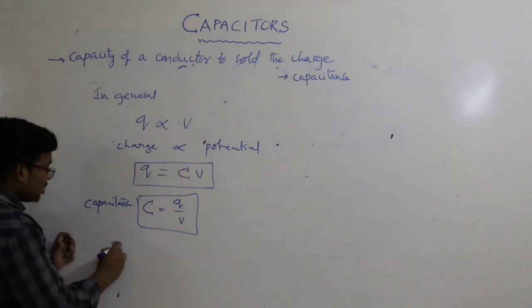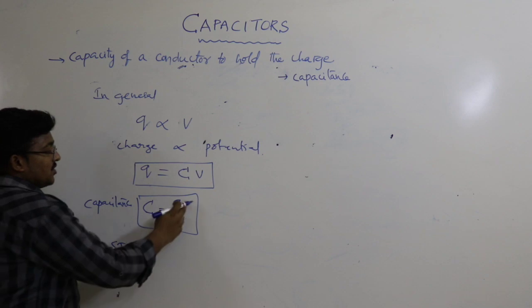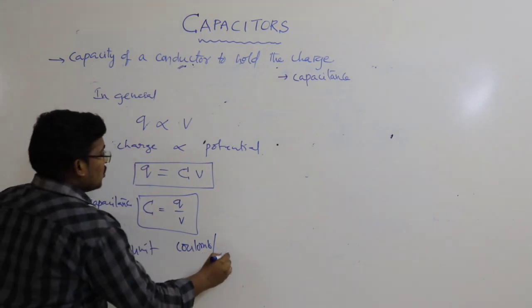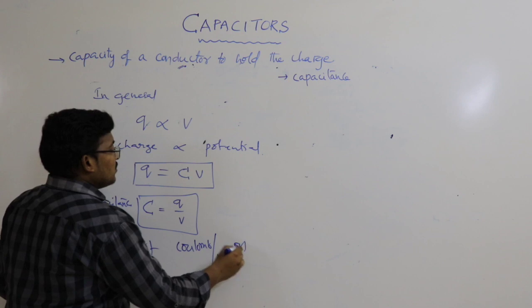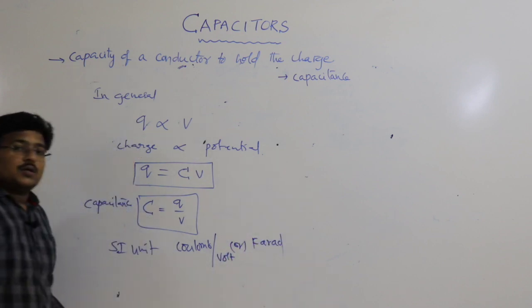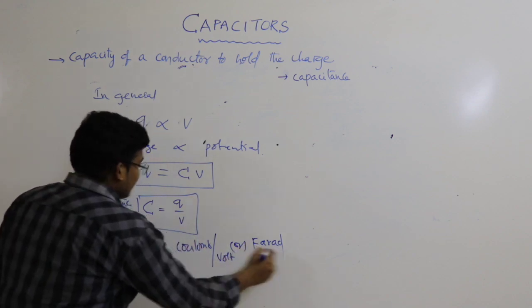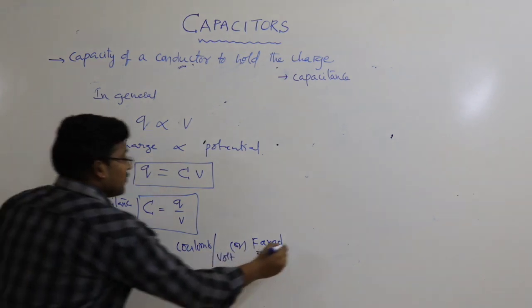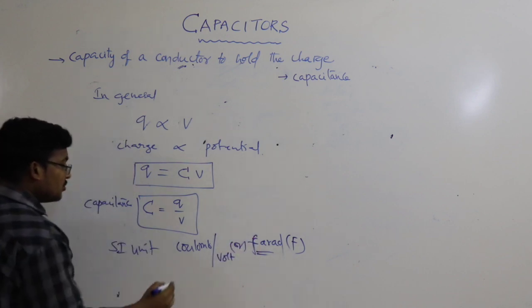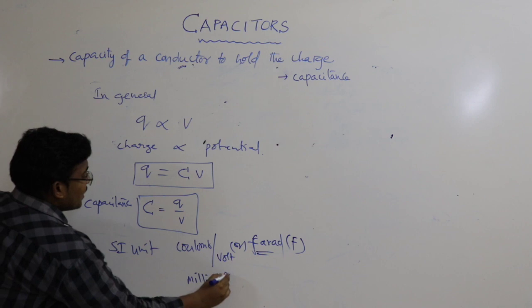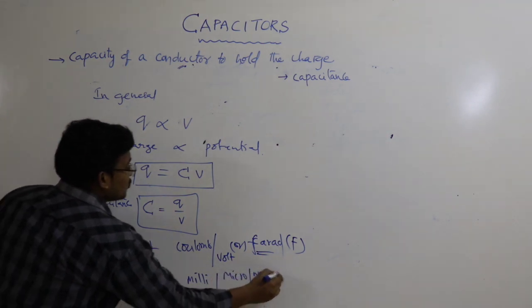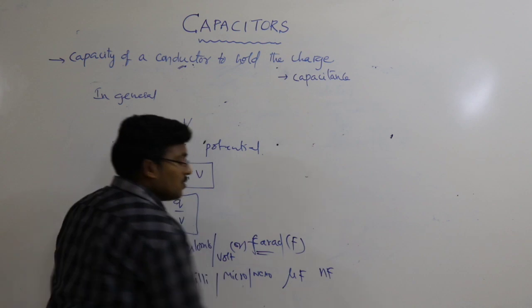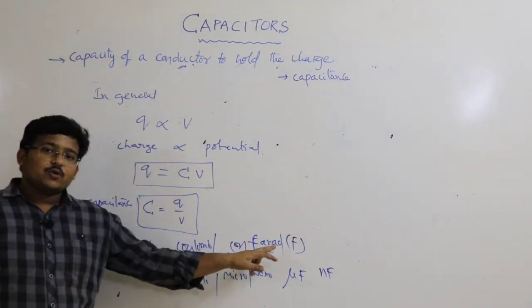Now, what is the SI unit of capacitance? Q means coulomb, per V means volt. So coulomb per volt, also called farad, after a scientist. So farad is the SI unit of capacitance. But farad is a bigger unit, so we can use millifarad, microfarad, nanofarad. Microfarad is nothing but 10 power minus 6, nano is 10 power minus 9. As the farad is a bigger unit, we use these.